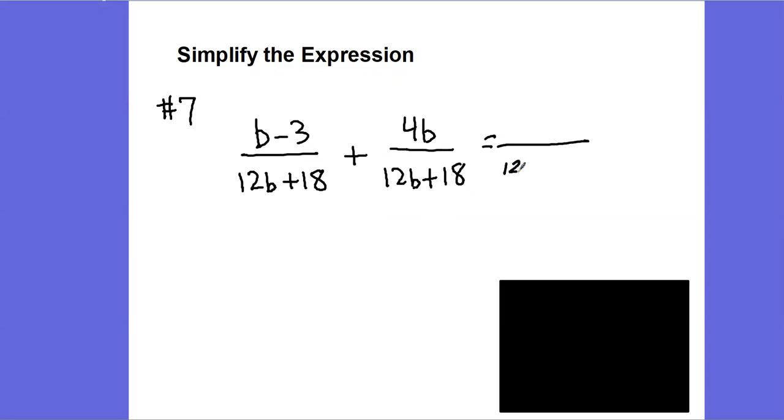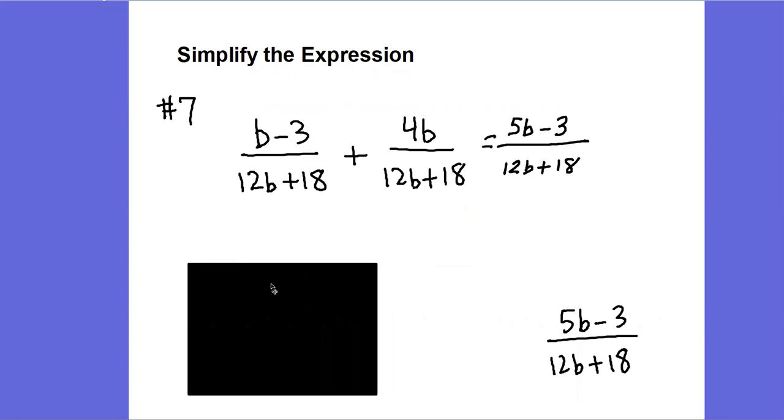Just like in that last example, when I add these fractions, my denominator is just going to be 12b plus 18. From here, I want to add my numerators, combine my like terms. So I've got a b plus a 4b. That would be 5b. And this negative 3 can't be combined with anything. So it's just going to be 5b minus 3. And there's nothing I can do here in terms of simplifying this. So that is my final answer, 5b minus 3 over 12b plus 18.